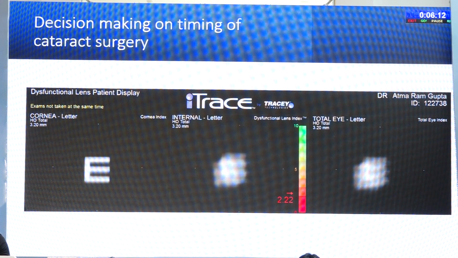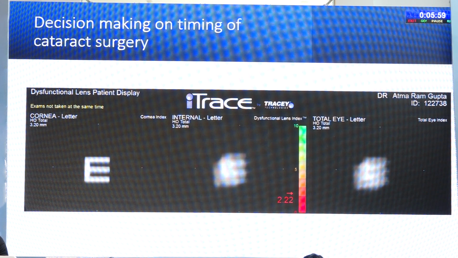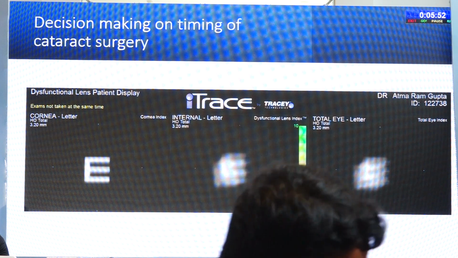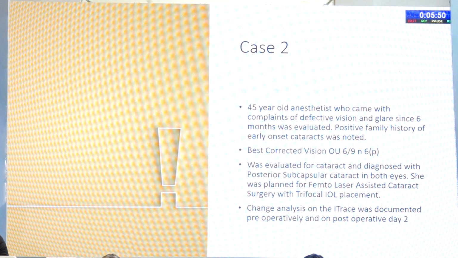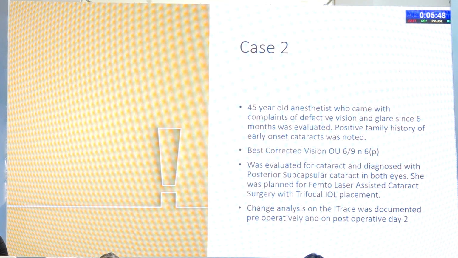So the first part is the aberrations in the cornea. It's given by a simulated E chart. It tells you how the patient is looking at the Snellen's letter E and how distorted it is. But as you see here, if we go to the internal E chart, it is very distorted, which means the patient has an aberration in the optical lens system, which means that this patient needs a cataract surgery sooner rather than later. So this can help you in decision making on when to do your cataract surgery also.